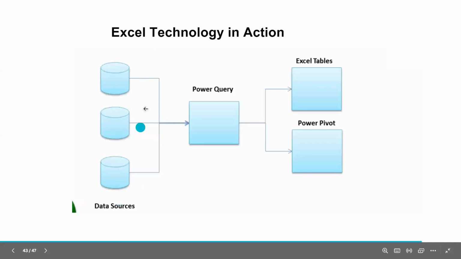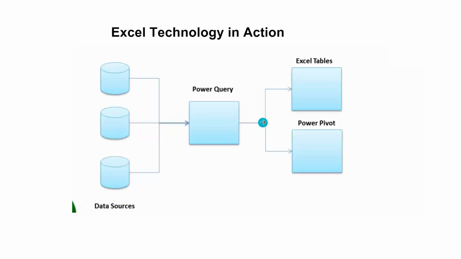So from data sources, it goes into Power Query and it's loaded either into the Excel table or into the Power Pivot where relationships are generated. And then this part would be that we then load it for analysis purposes.